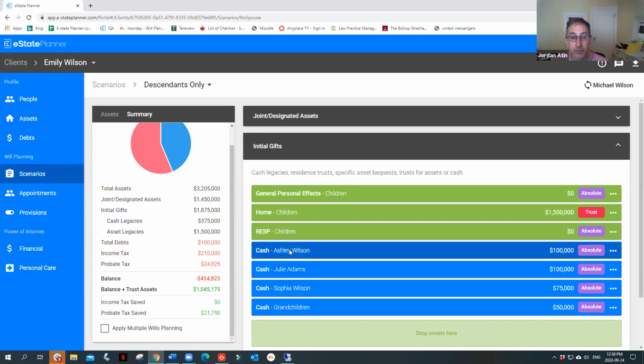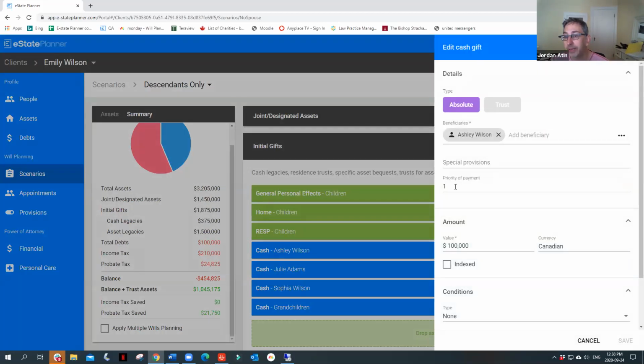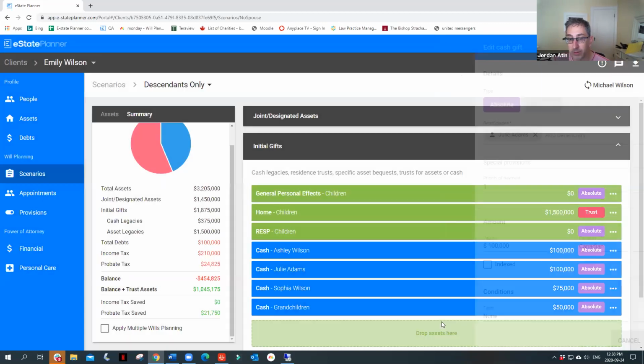Because you can see when you create a cash legacy that there's a priority of payment field here. A number one priority obviously gets paid first. If everybody's a number one priority, then they'll be paid ratably. But you can set different ones in different order. So in this case, Ashley's legacy gets paid first priority. Let's check Julie's. Julie's also gets paid first. So those are both going to be paid in priority to other legacies.